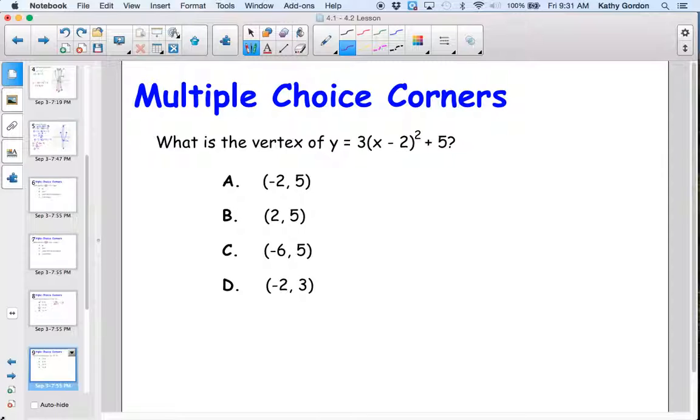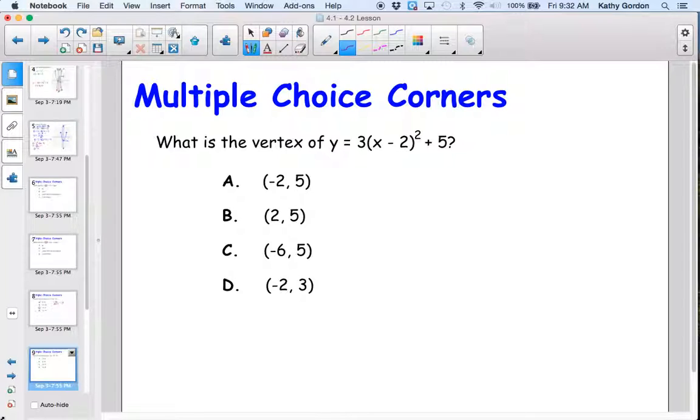There's our next one. B. A's up here. B, C, D. All right, this one seems to be unanimous again. Harry, why'd you choose B? Oh, because H, K is 2, 5.